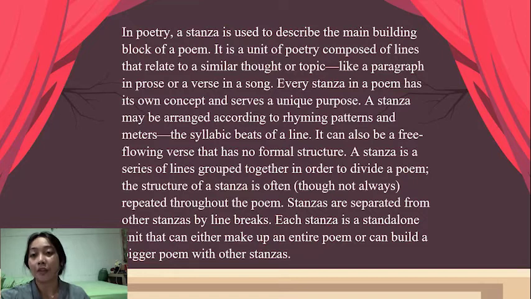Every stanza in a poem has its own concept and serves a unique purpose. A stanza may be arranged according to rhythmic patterns and meter, the syllabic beats of a line. It can also be free-flowing verse that has no formal structure. A stanza is a series of lines grouped together in order to define a poem. The structure of a stanza is often repeated throughout the poem. Stanzas are separated from other stanzas by line breaks.